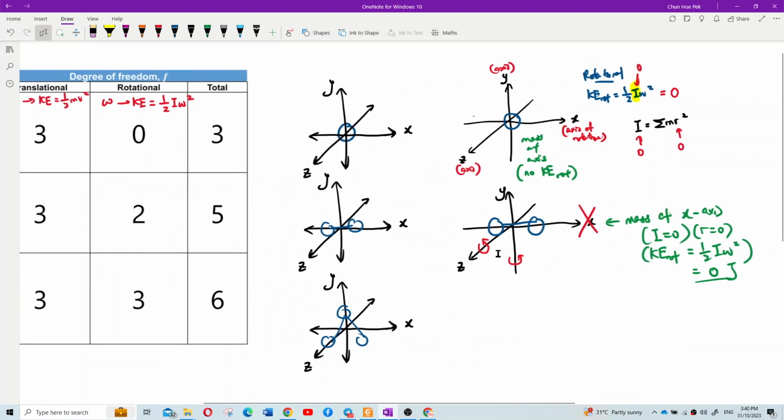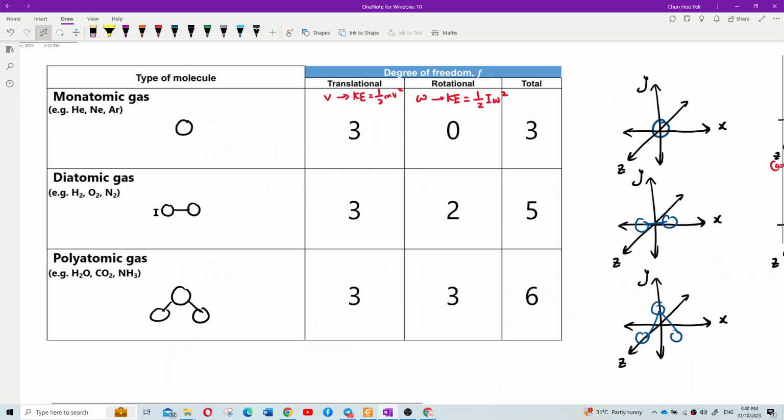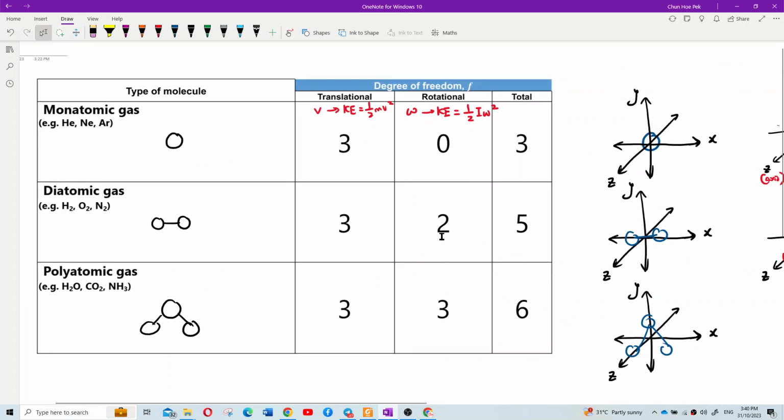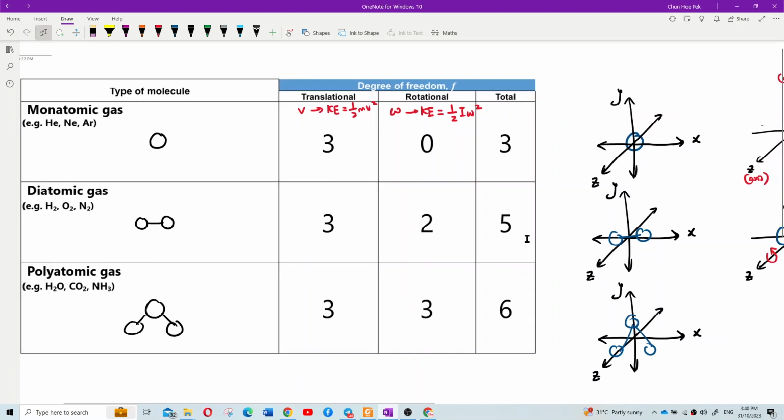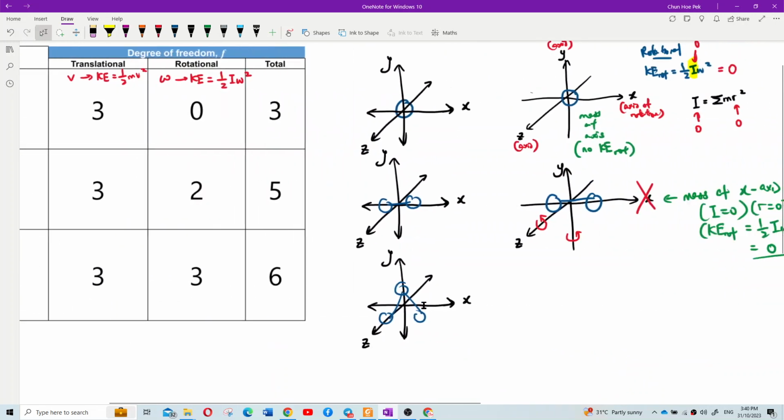So how many degrees of freedom? 1 and 2, for the y-axis and z-axis only. So diatomic has 2 rotational degrees of freedom. That means total 3 plus 2 is 5. So for diatomic, it has a total of 5 degrees of freedom. Understand, class? Okay, everyone okay? Now, how about polyatomic?